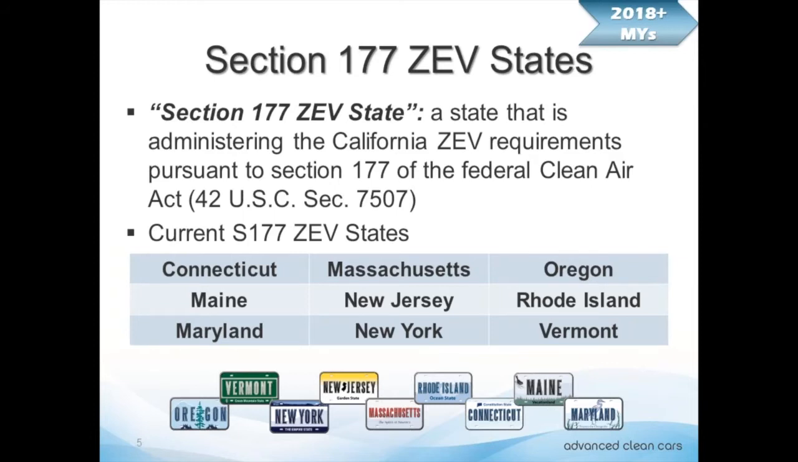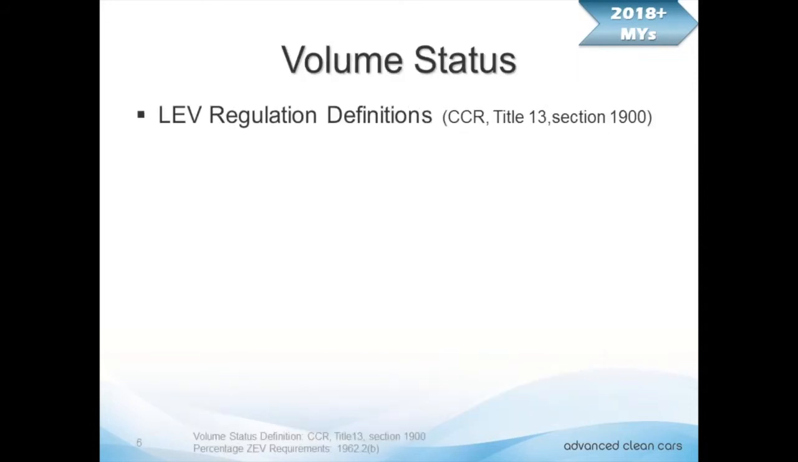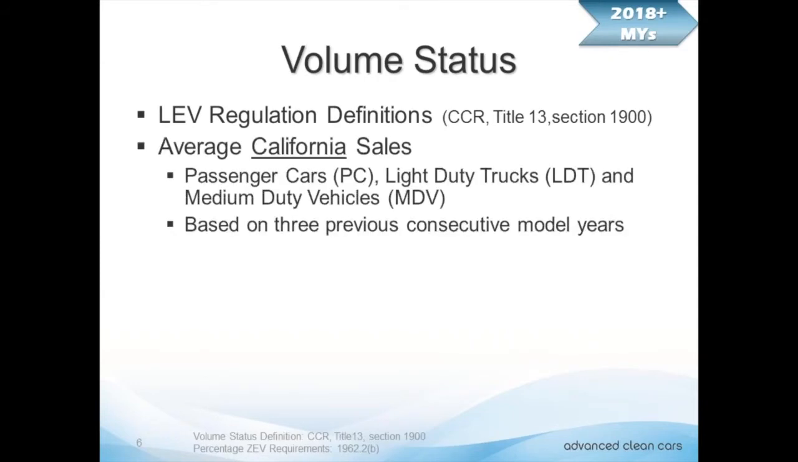Now that we have a general understanding of the regulation, let's start by looking at a manufacturer's volume status and what that means in terms of its ZEV requirements. If you want to sell cars in California, you are going to need to figure out what size manufacturer you are, otherwise known as a manufacturer's volume status. Volume status is described in the definition section, section 1900 of the LEV regulation. Volume status is based on a manufacturer's average California sales of passenger cars, light-duty trucks, and medium-duty vehicles produced and delivered for sale for the 3 previous consecutive model years.